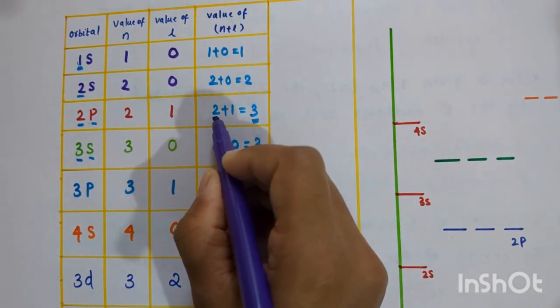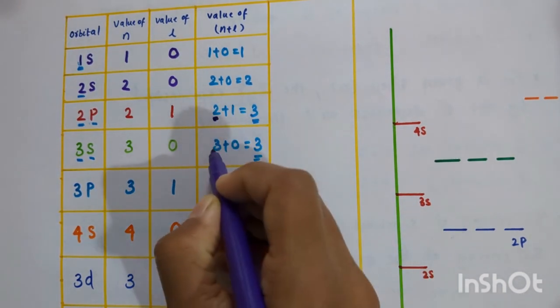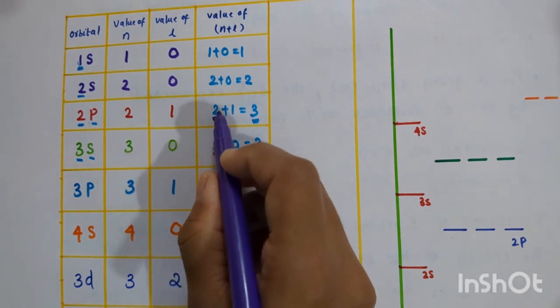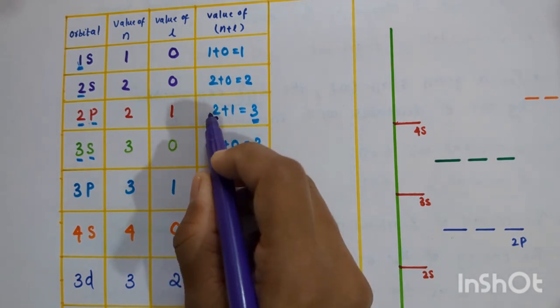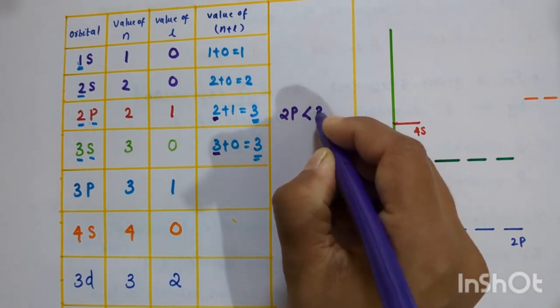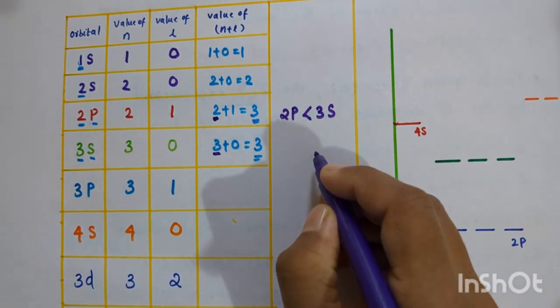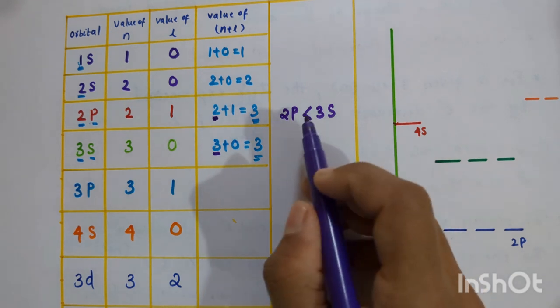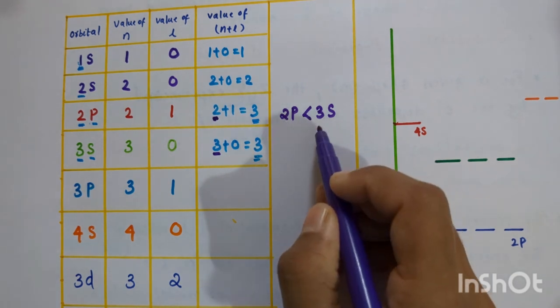So the 2p orbital, its n value is 2. For 3p it is 3. So the one with the lower value of n will have lower energy. That means 2p orbital will have less energy than that of 3s orbital. Okay, 2s orbital has lower energy than 3s orbital.